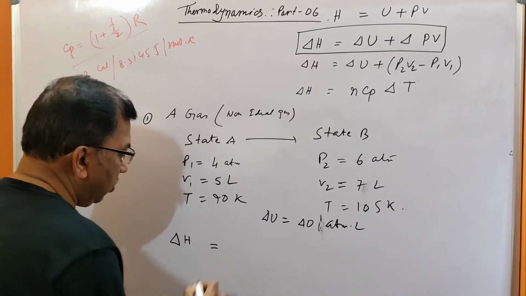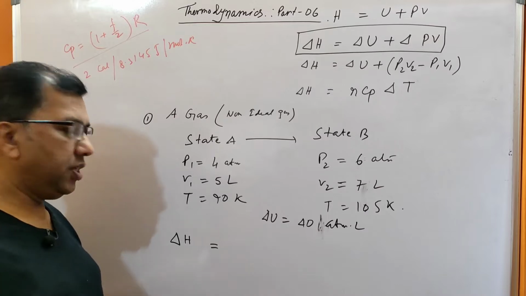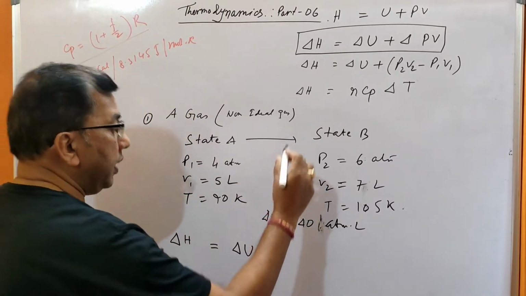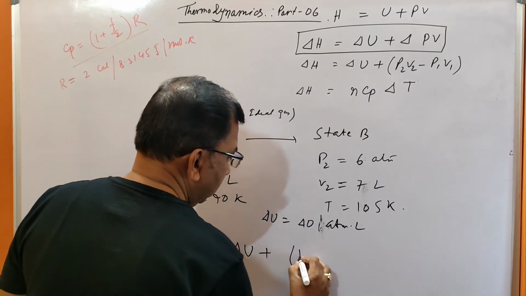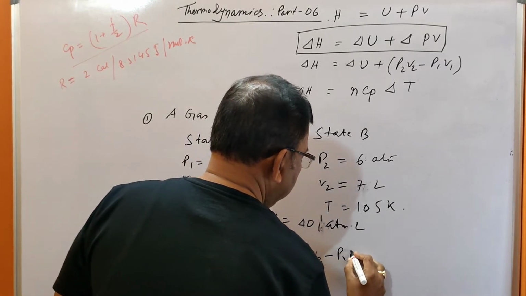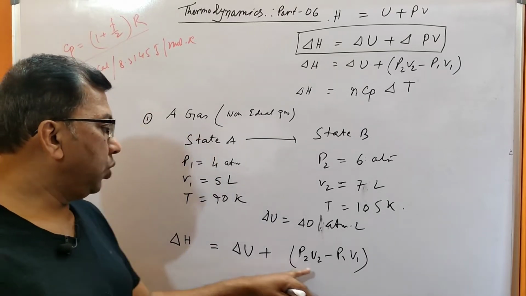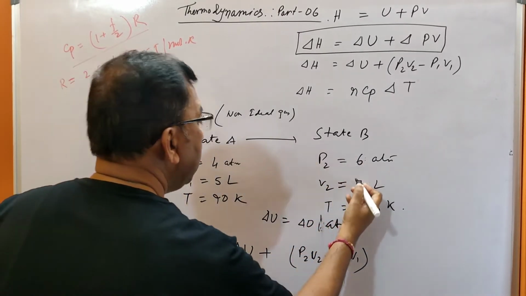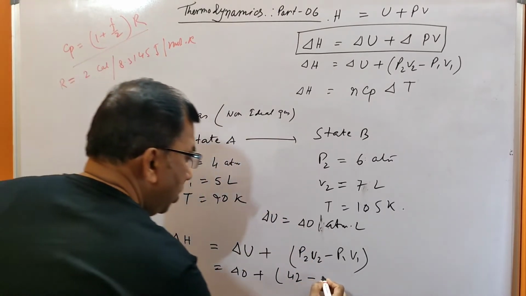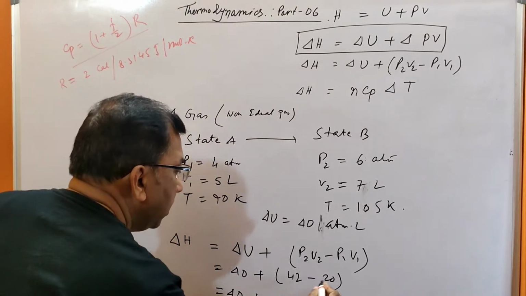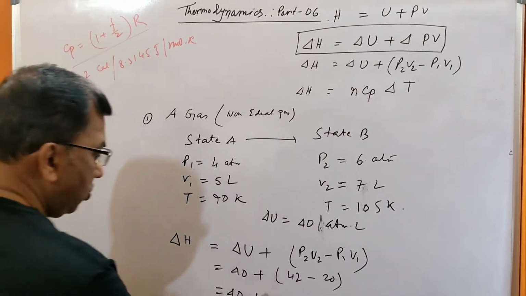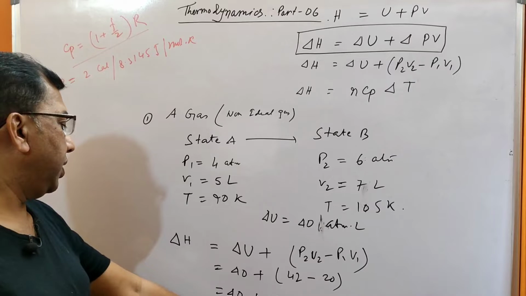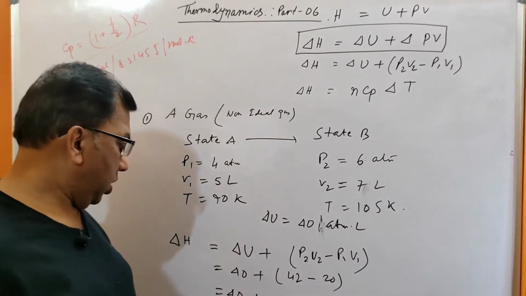So in the formula, delta H equals delta U plus delta PV, which you can write as delta U plus P2 V2 minus P1 V1. Put the values: 40 plus P2 V2, that means 6 into 7, 42, minus P1 V1, 20. So 40 plus 22, it will be 62 atm liter. This is the answer: delta H, the change of enthalpy, is 62 atm liter.